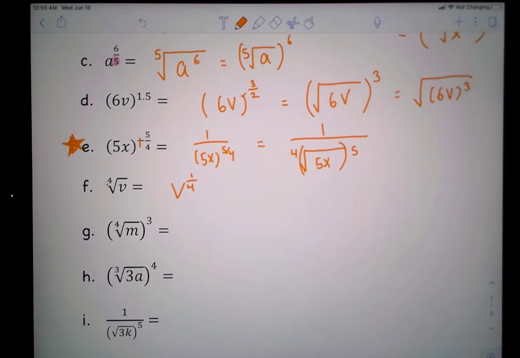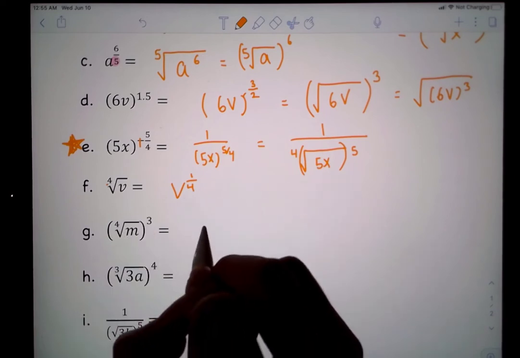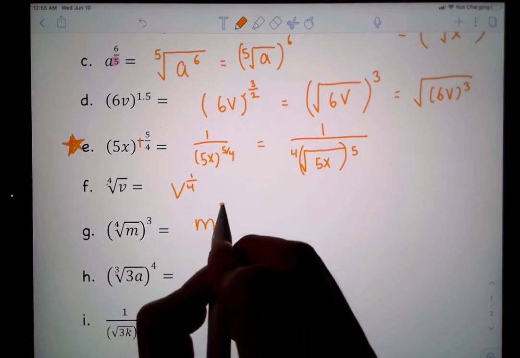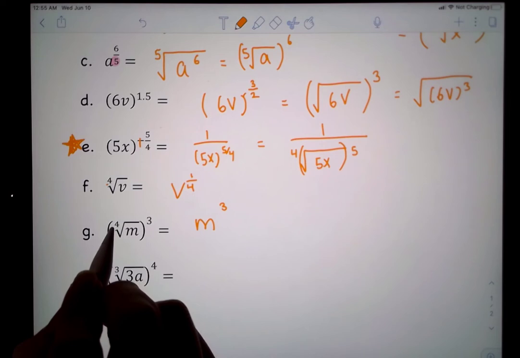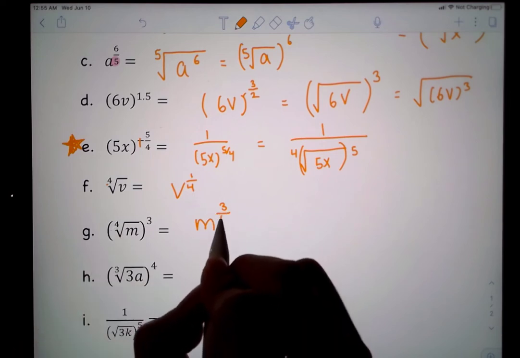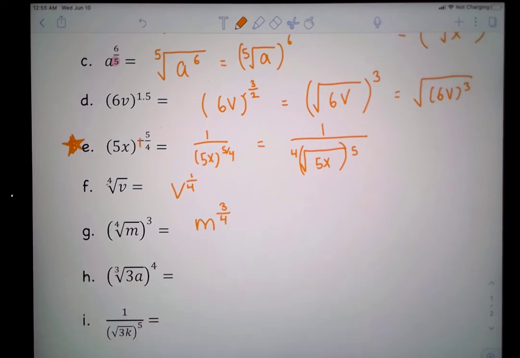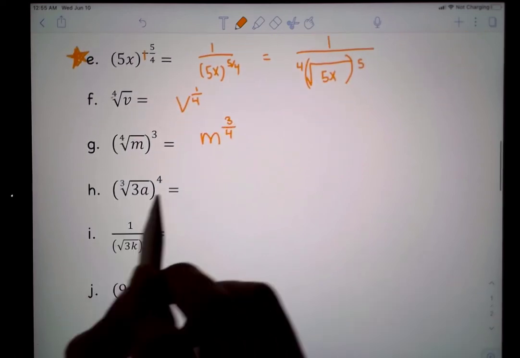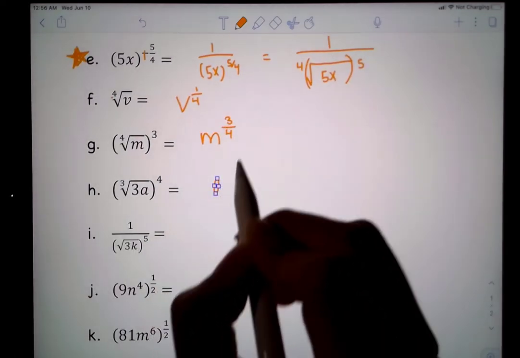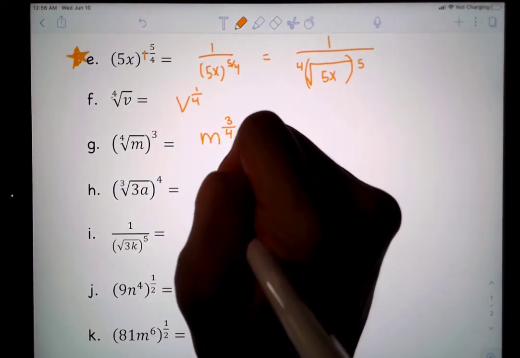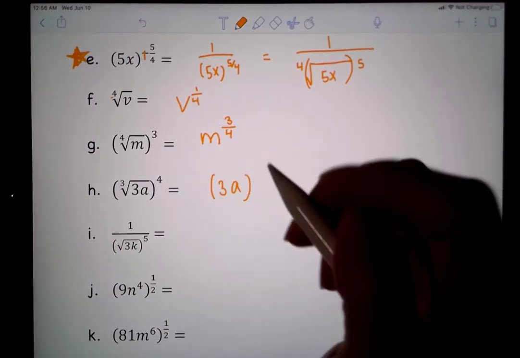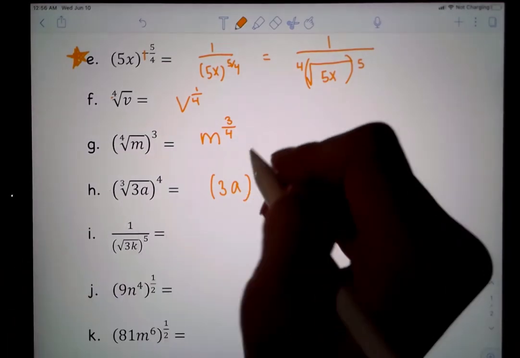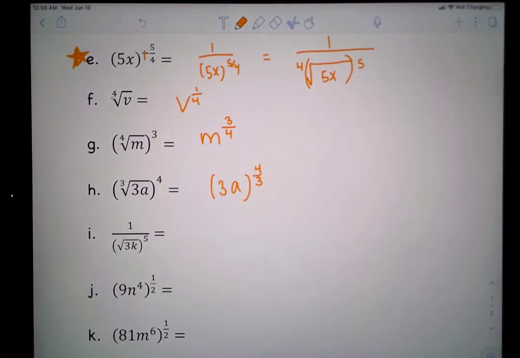Okay, and G, you have, write the inside, take your power 3, right? And then your index number, bring it on the denominator. Done. Okay, and H, keep your inside, keep your power, and bring your index number over 3.